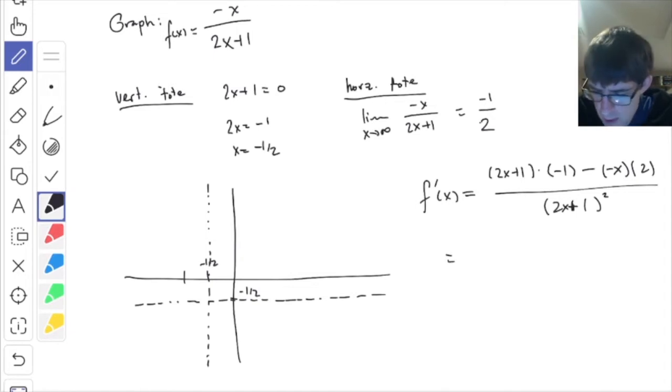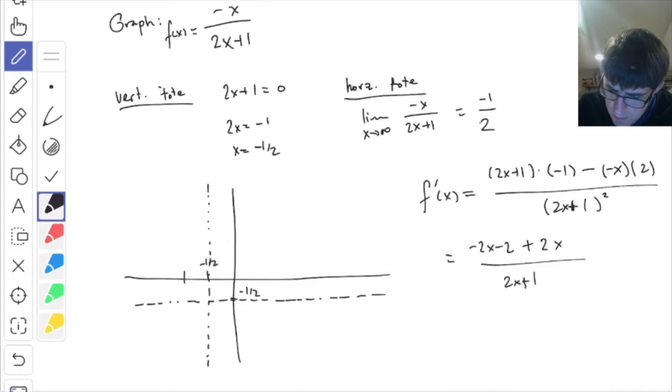So to simplify on top, let's distribute first. Multiply the negative 1. I get negative 2x minus 2. And then this minus sign will turn that into a plus. So I get plus x times 2. I'll write 2x divided by 2x plus 1 squared as usual. And then up top I have minus 2x and plus 2x in the end. They cancel. And I get just negative 2 divided by 2x plus 1 squared. All right, this is my f prime of x.